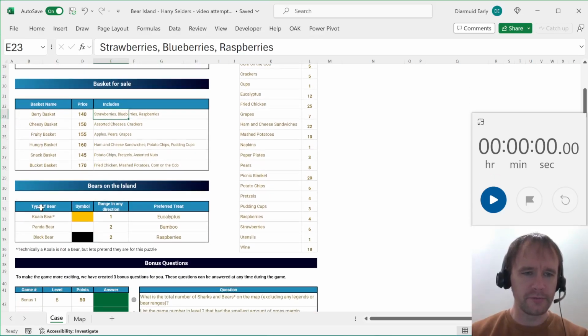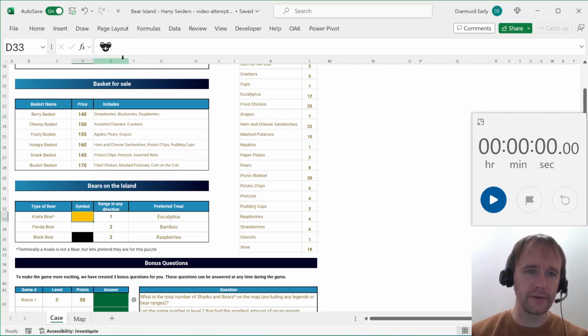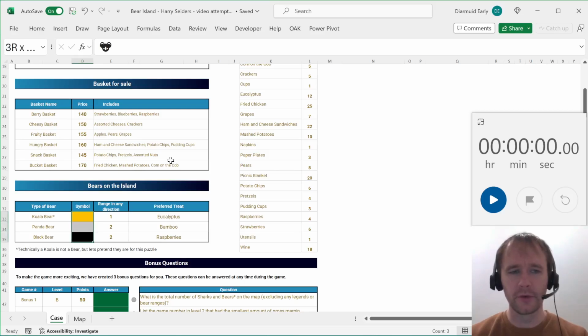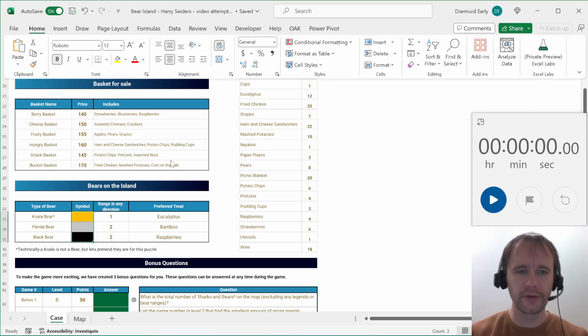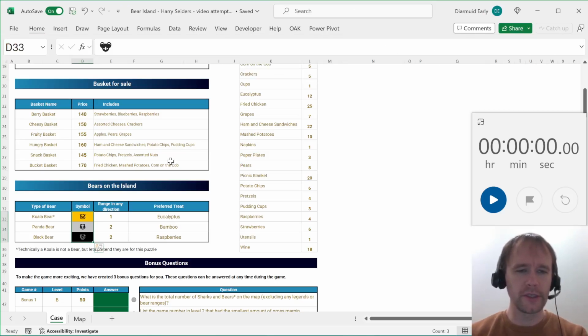We've got the list of bears on the island. So there's koala bears, panda bears, black bears. Symbols. Now you'll notice there's no symbol here, but if you watched my last video, which talked among other things about emojis, you'll know that if you just press Alt-HW to undo text wrapping, you'll see the symbols appear. So there's a koala bear, a panda bear, and a black bear. They have a range, we'll get to that later, and a preferred treat, which is eucalyptus, bamboo, or raspberries.